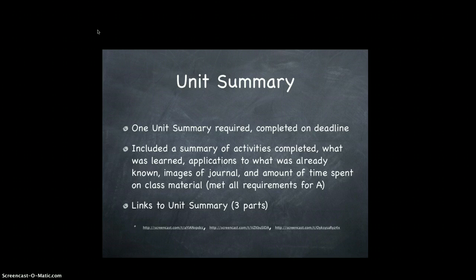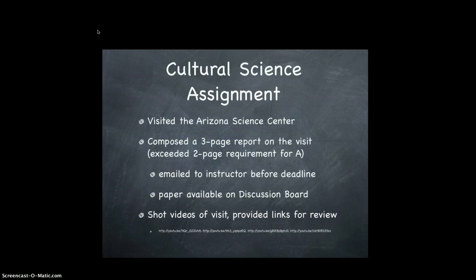I did one unit summary for the semester. I completed that on deadline. I included a summary of what I did, what I learned, how it applied to me, images of my journal, and the amount of time spent on class material. This was all the requirements required for an A, and I had to break that up into 3 parts for my unit summary, and those are provided below.